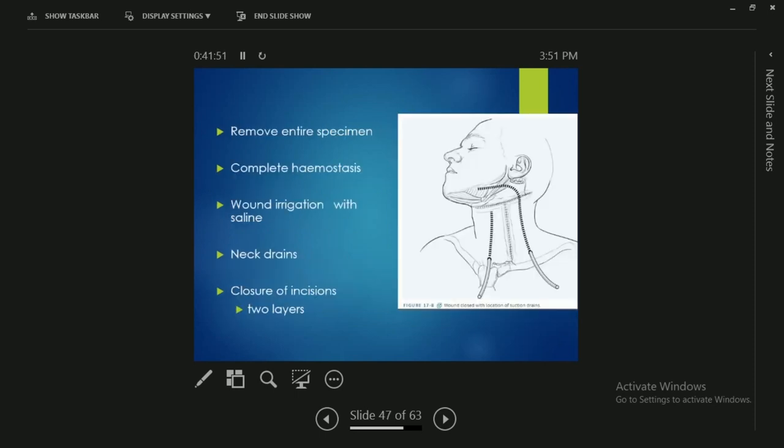Remove the entire specimen, and complete hemostasis is maintained. The wound is irrigated with saline, and neck drains are fixed. The incision is closed in two layers, one for platysma and one for skin closure.